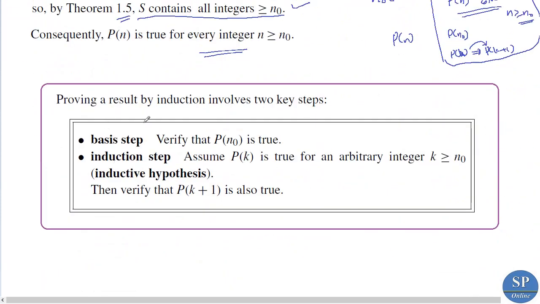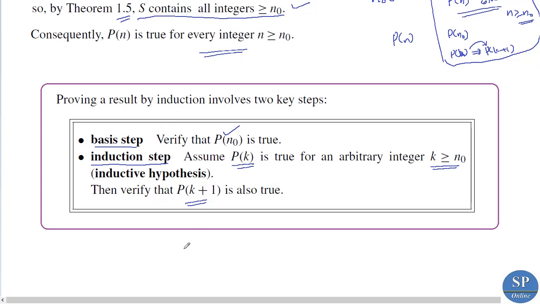That is, proving a result by induction involves two key steps. First step is the basis step, that is, verify that P(n naught) is true. The second step is called the induction step. That means assume P(k) is true for an arbitrary integer k greater than or equal to n naught. That is the inductive hypothesis. Then verify that P(k+1) is also true. Okay, that is mathematical induction.